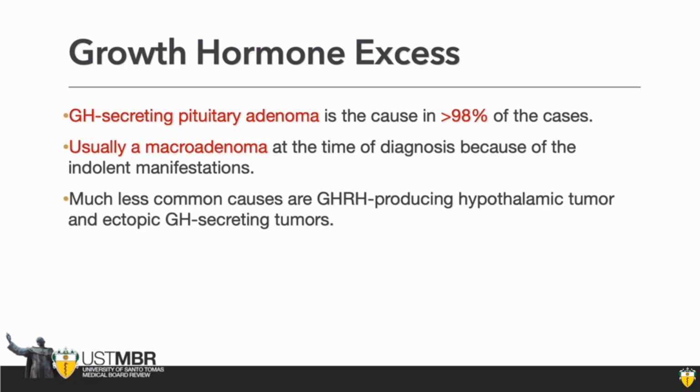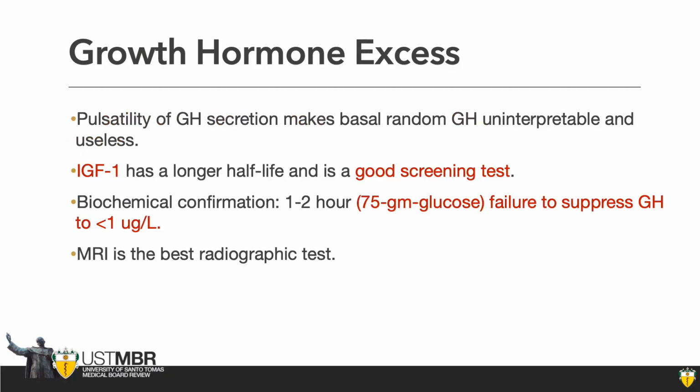Those are extremely rare. So once we confirm biochemically the patient has growth hormone excess, we go after the pituitary, because more than 98% of the time it's going to be in the pituitary. So this is what we do.